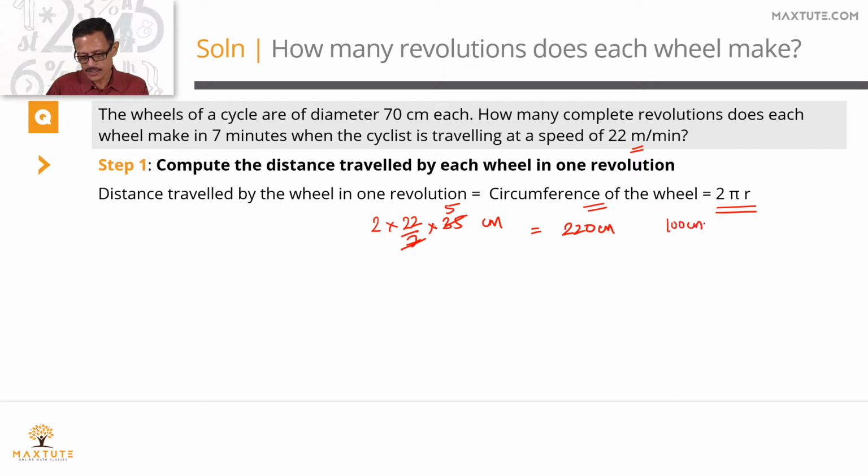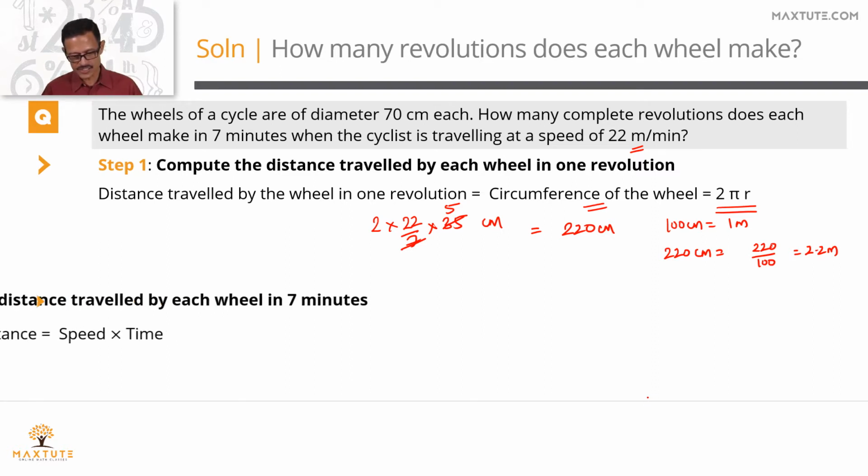100 centimeters is equal to 1 meter. Therefore, 220 centimeters is equal to 220 divided by 100, which is equal to 2.2 meters. So in 1 revolution, this wheel covers a distance of 2.2 meters.